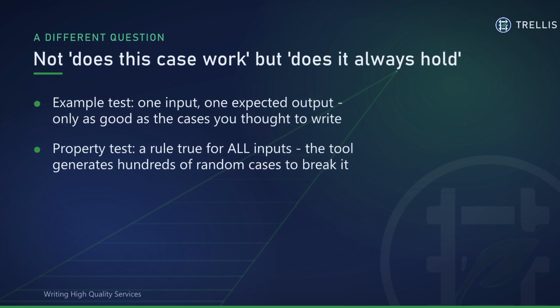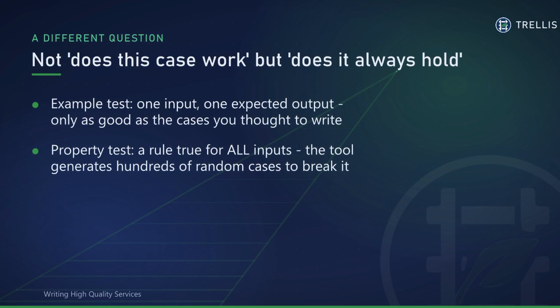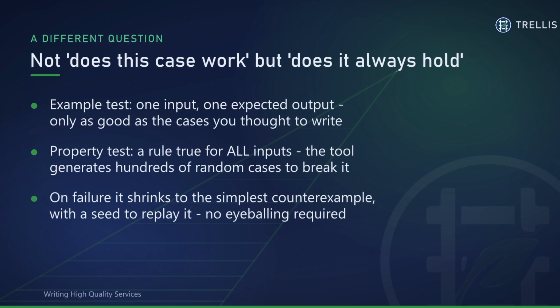And the killer feature, when it does find a failure, it doesn't dump a random mess on you. It shrinks that failure down to the simplest possible counterexample and gives you a seed to reproduce it exactly. You go from something's wrong somewhere to this exact tiny input breaks it.